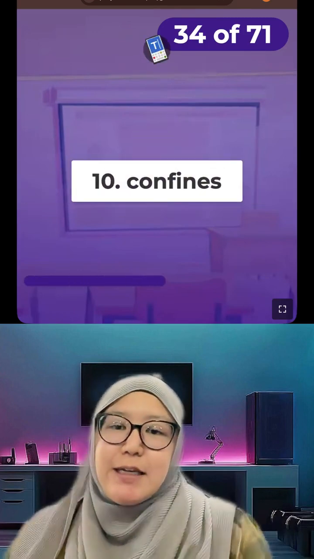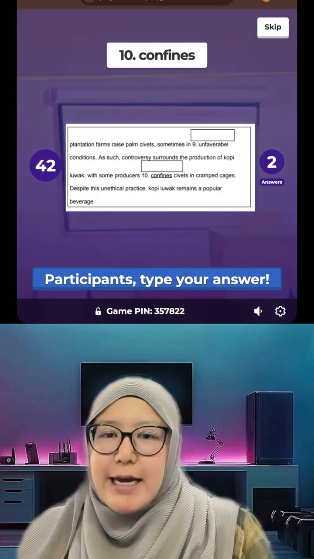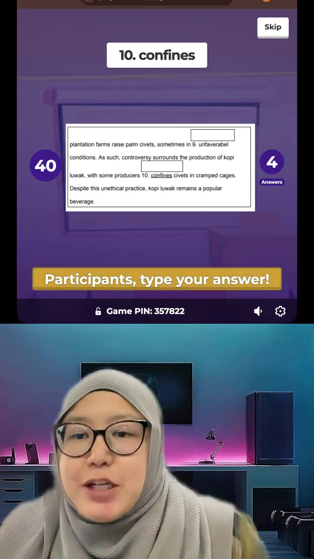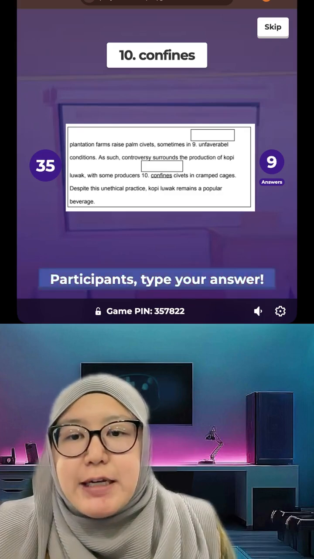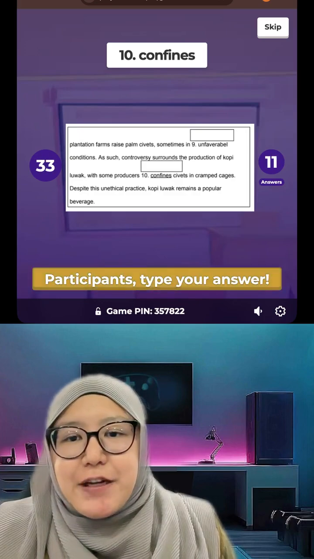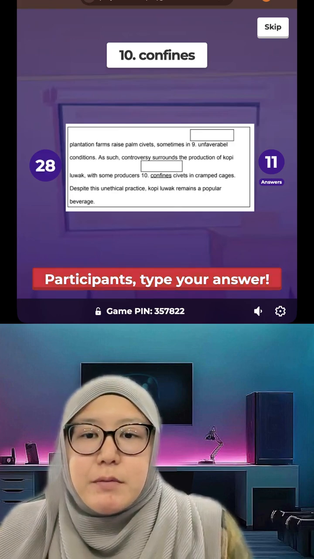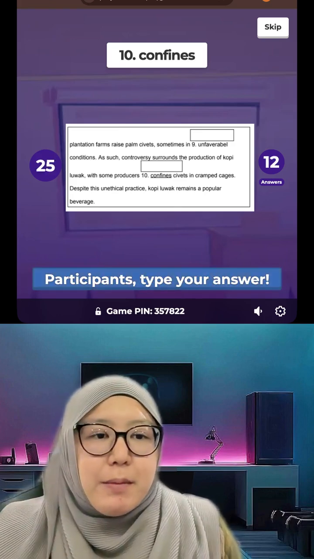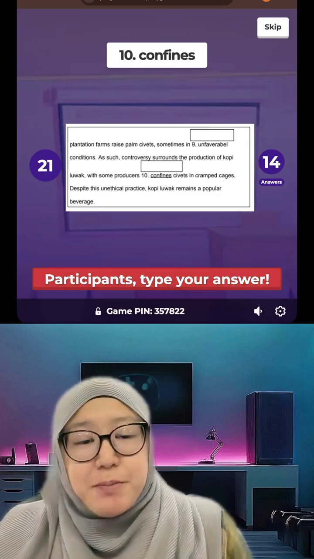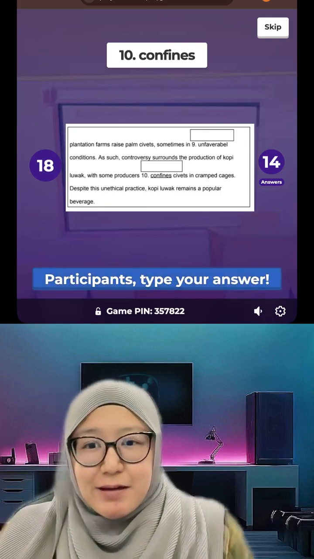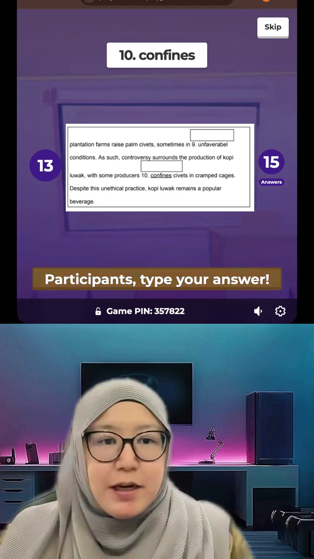Okay, confines. Okay, so I believe this has something to do with the cage. Yes. As such, controversy surrounds the production of kopi luwak, with some producers confine civets in cramped cages. So this is definitely a grammatical error, right? Because producers is plural, so confines is for singular, so this is definitely wrong.